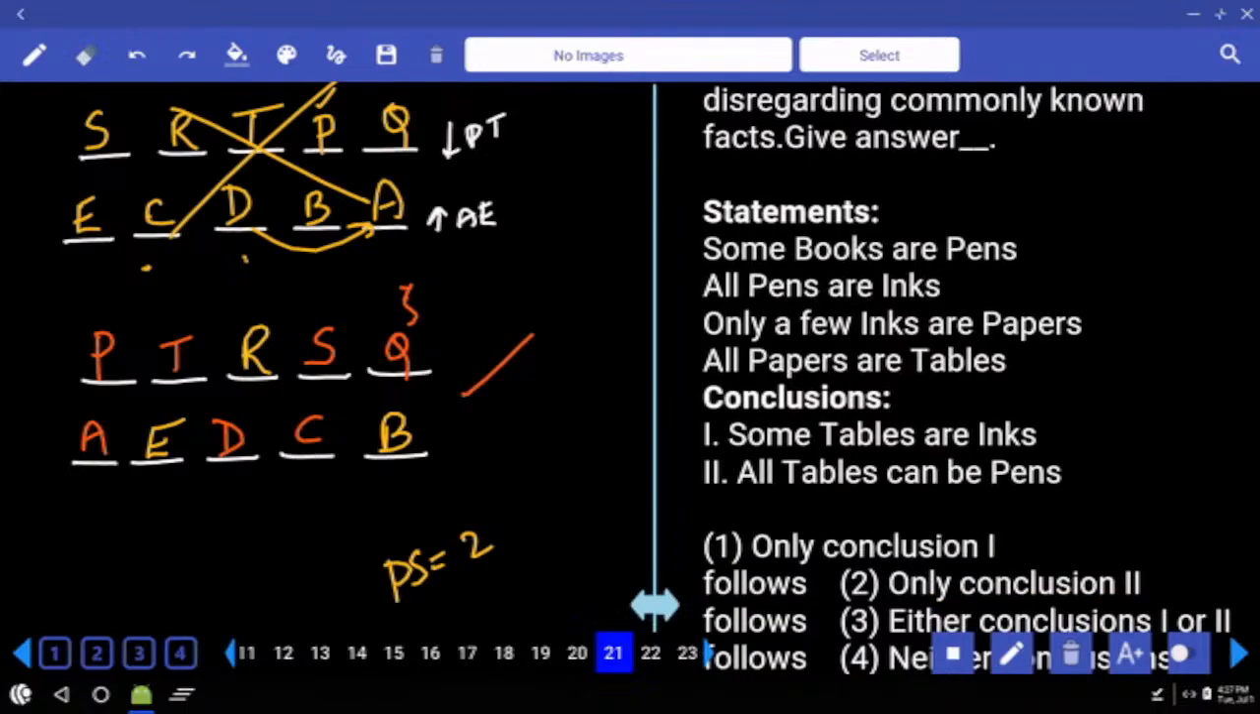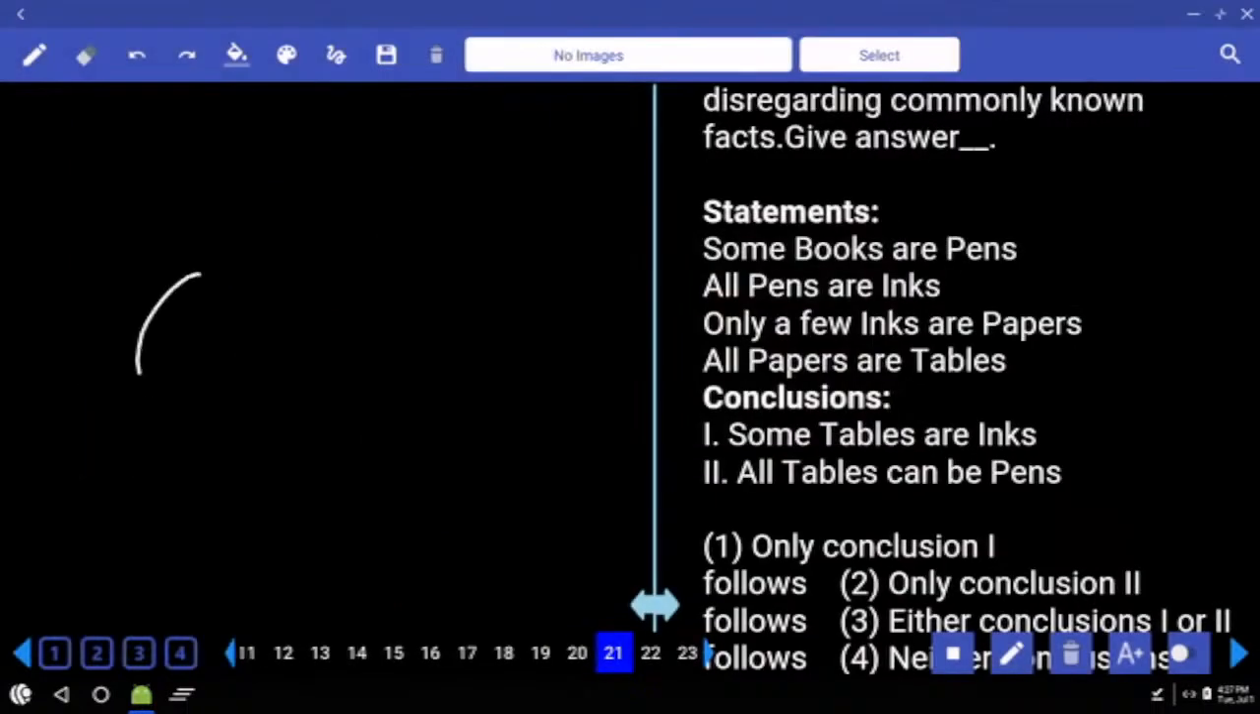Now here, some books are pens. In this, some of the books are what? Pens. Now some books are pens. Now these are the books that are pens, a book and a pen.